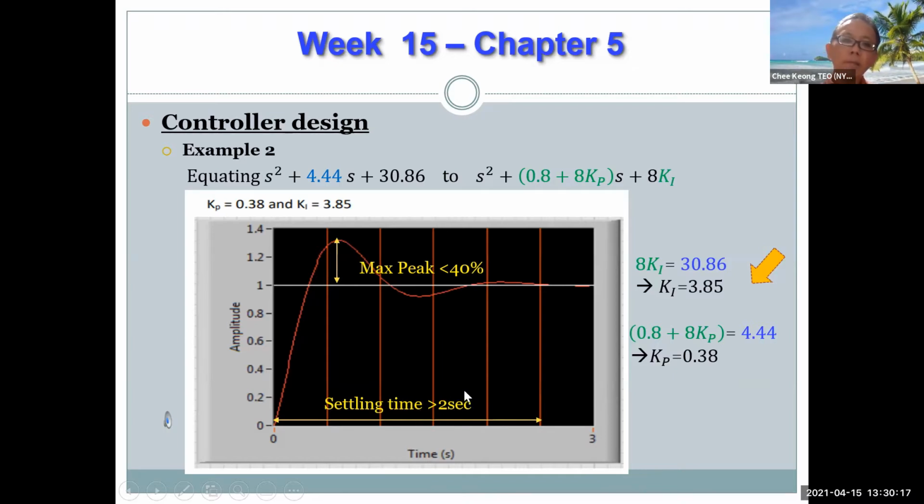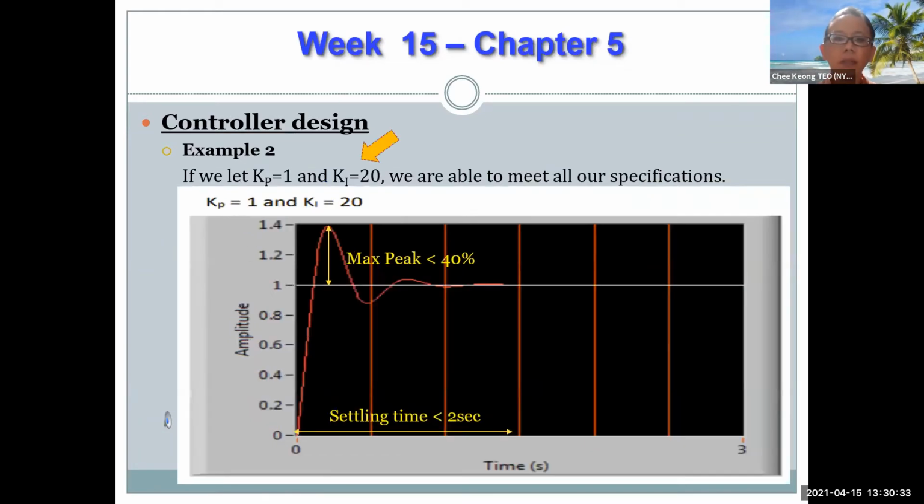So we need to fine tune this again because only one spec is met, the other one is not. This is very normal for any design, because the moment you don't meet the spec, you have to reiterate, slightly adjust certain parameters, run through the whole process again, and resubstitute and recalculate. If we reiterate and use Ki equals 1 and Kp equals 20, a check on the simulation shows both the maximum peak and the settling time specifications are achieved.